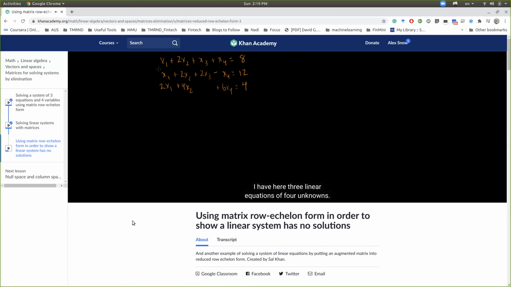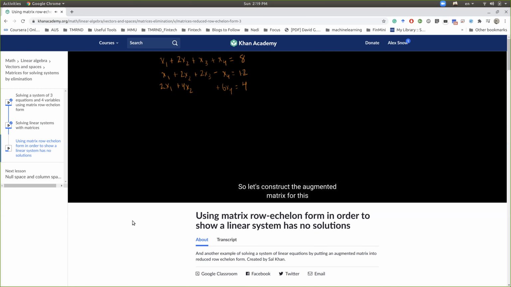I have here 3 linear equations of 4 unknowns, and like the first video where I talked about reduced row echelon form and solving systems of linear equations using augmented matrices, at least my gut feeling says, look, I have fewer equations than variables, so I probably won't be able to constrain this enough, or maybe I'll have an infinite number of solutions, but let's see if I'm right.